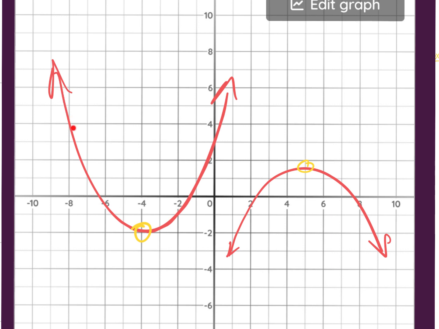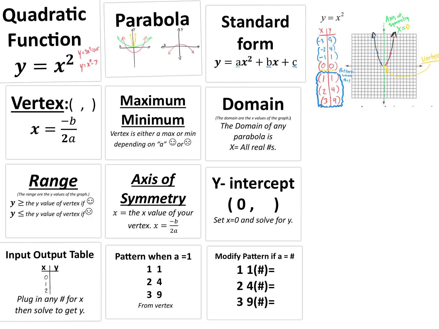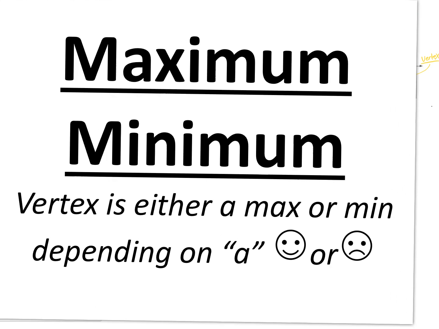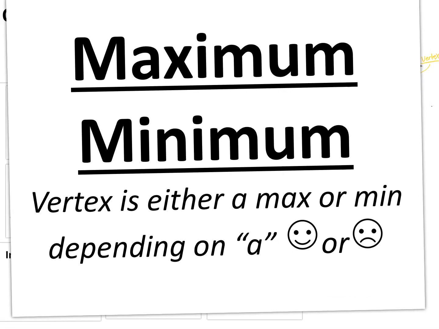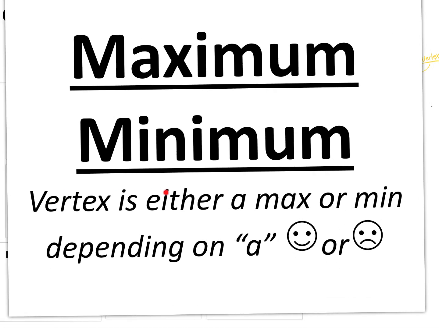From left to right, it's going down, down, down, reaches the lowest point, then it goes back up. That lowest point is called the minimum. Or on this one, from left to right, it's going up, up, up, reaches a maximum value, then it goes back down. That's called the maximum. That's a maximum vertex. Okay, I hope we get this. Maximum and minimum is something that you're going to see on the wall and on the quiz and test, right? The vertex is either a max or min, depending on the A value.